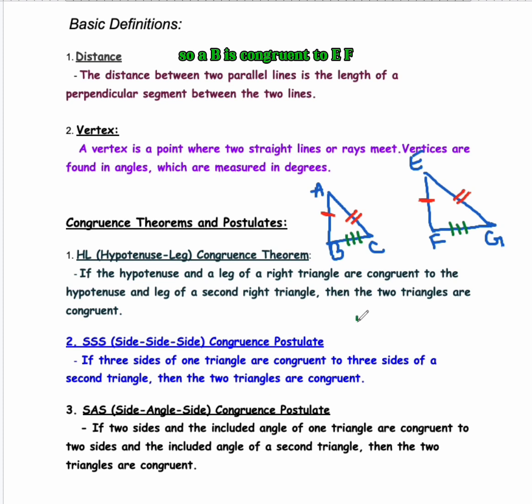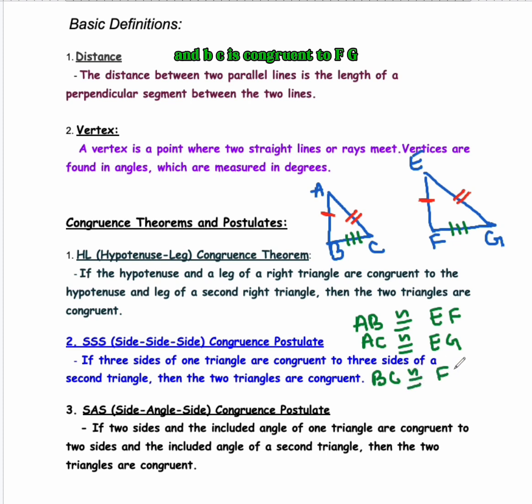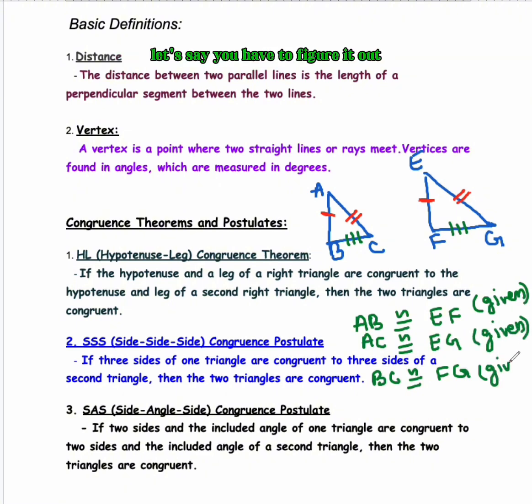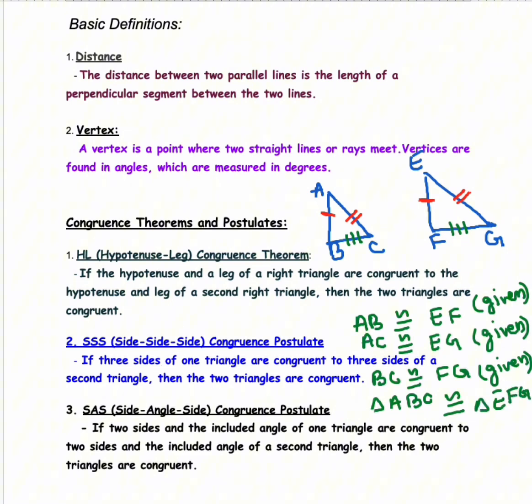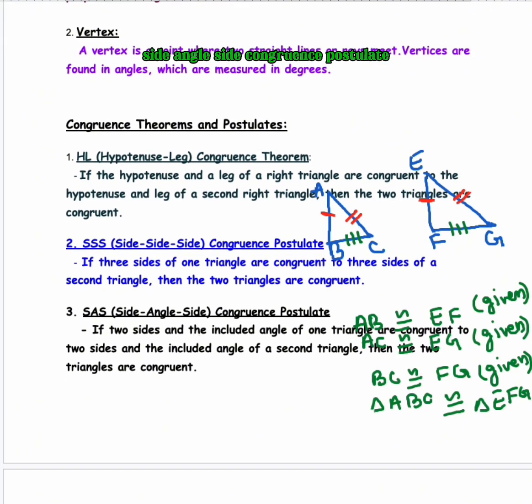So AB is congruent to EF, AC is congruent to EG, and BC is congruent to FG. And how? This has been given in the postulate. If it is given, or let's say you have to figure it out that all three sides are congruent, then triangle ABC is congruent to triangle EFG. All right, let's see the next postulate. Side angle side congruence postulate.